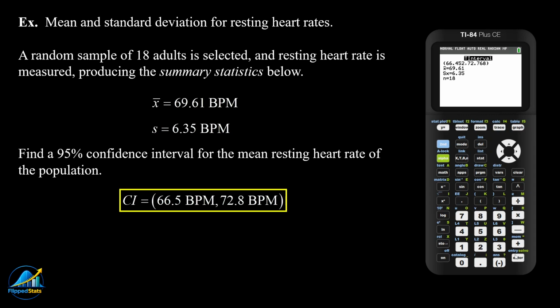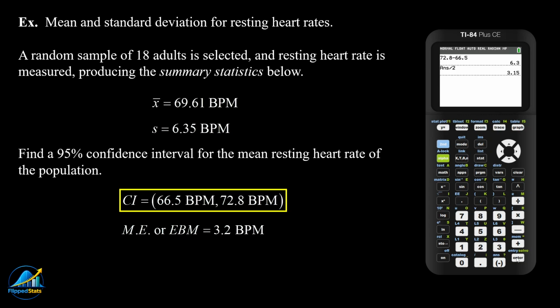Now, sometimes we'd rather express this as the sample mean value plus or minus a margin of error. So to get the margin of error, we just take the interval width and divide it by 2. So the interval width is 72.8 minus 66.5, and we can divide that by 2, and we get 3.15, and I'm just going to round that off to 3.2.